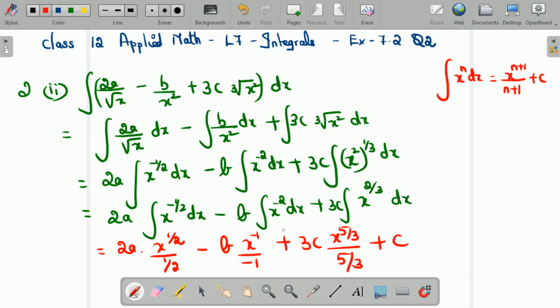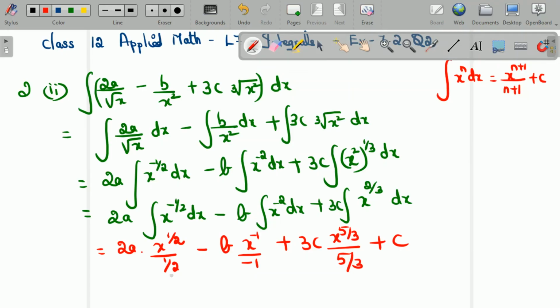Now I only need to simplify this particular expression. So the 2 will go to the numerator. So this can be rewritten as 4a root x, because x power half is root x. This minus into minus is plus b, x power minus 1 I'm writing as by x. Then plus this 3 will go into the top. So 3 into 3 is 9c by 5 x to the power 5 by 3 plus c.